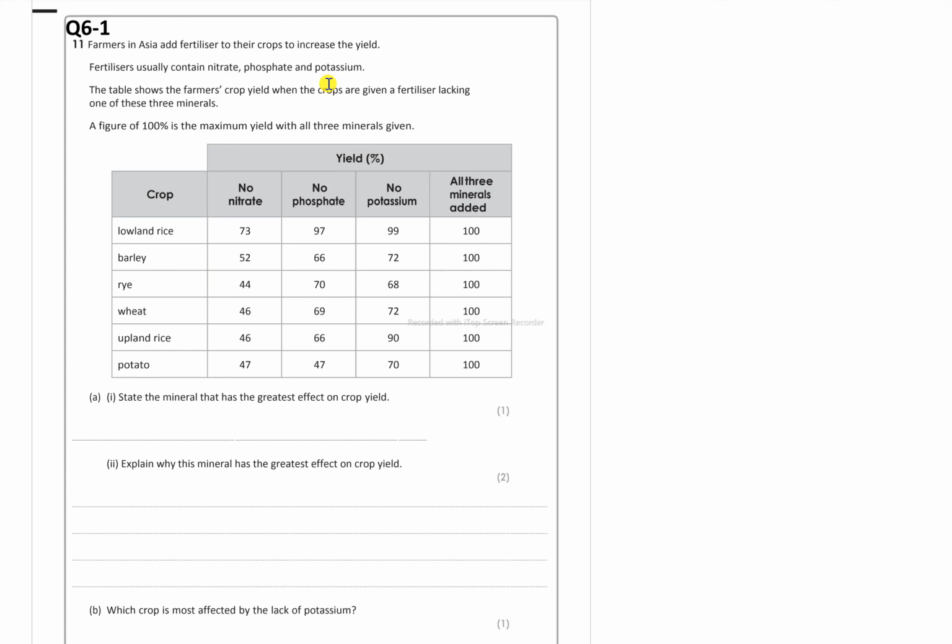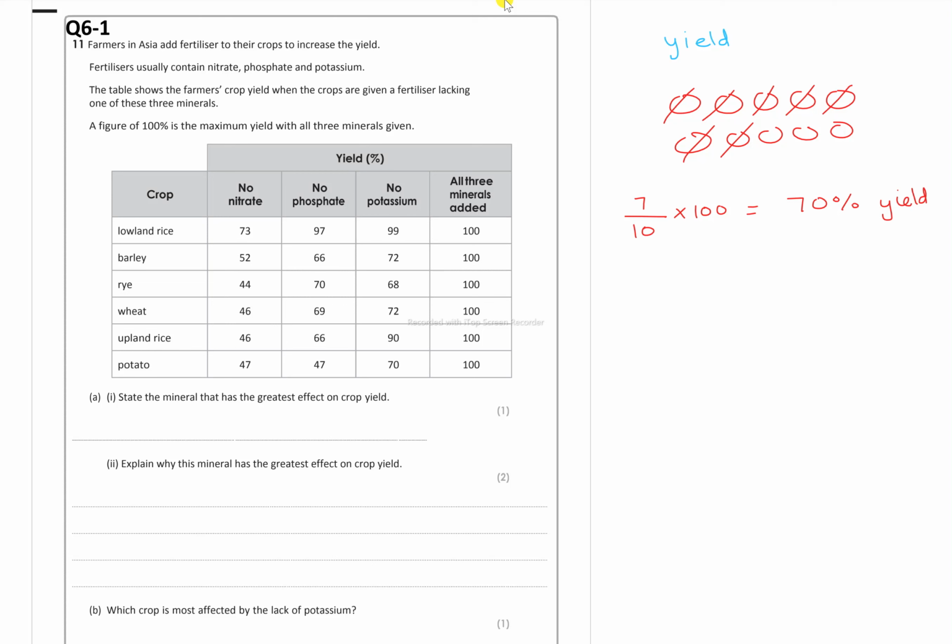Now we've got this one. We're talking about farmers in Asia adding fertilizer to increase the yield. And remember what we said about yield? The example we tend to use is this: I plant 10 seeds, and 7 grow. So 7 out of 10 have grown. Turn it into a percentage, so you multiply it by 100. So I've got a 70% yield.